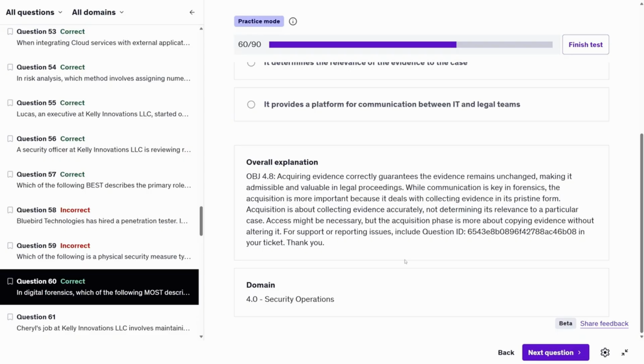While communication is key in forensics, the acquisition is more important because it deals with collecting evidence in its pristine form. Acquisition is about collecting evidence accurately, not determining its relevance to a particular case. Access might be necessary, but the acquisition phase is more about copying evidence without altering it.